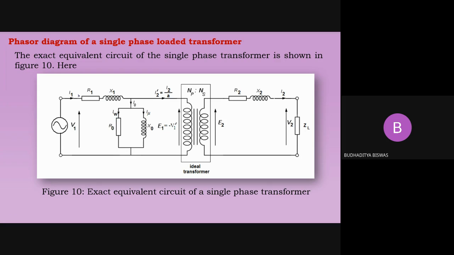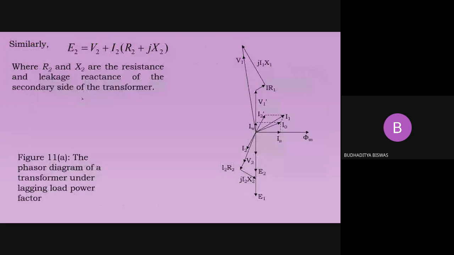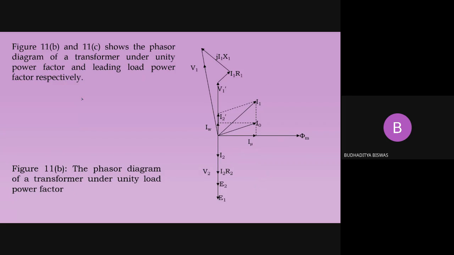Not the phase difference, the phase angle of the transformer. Okay. So that was the phasor diagram of the transformer at inductive load. Coming to the next part, what should be the phasor diagram of the transformer under unity power factor load?